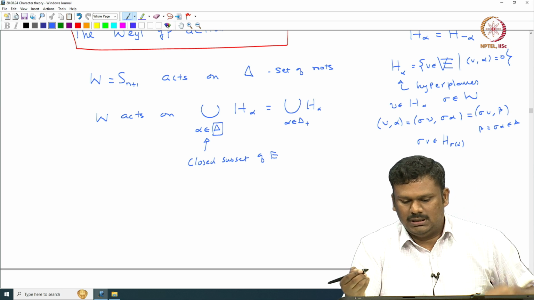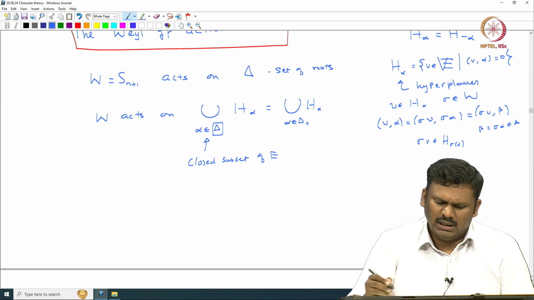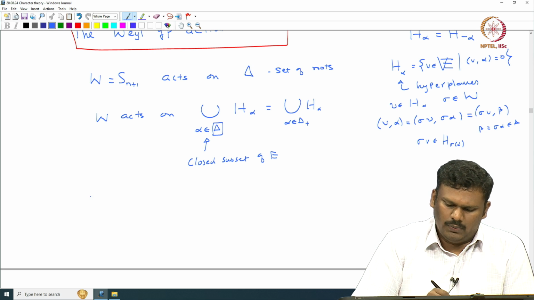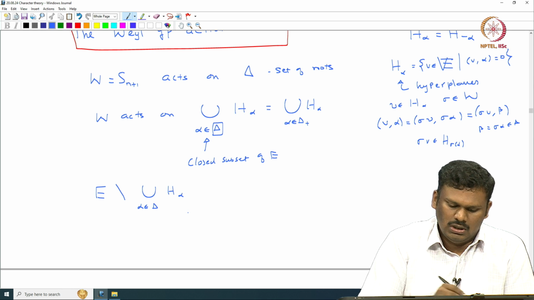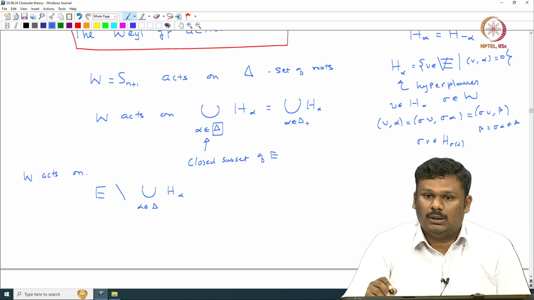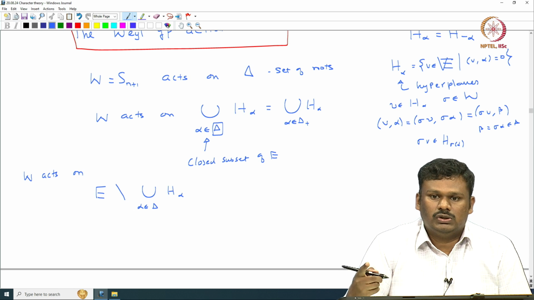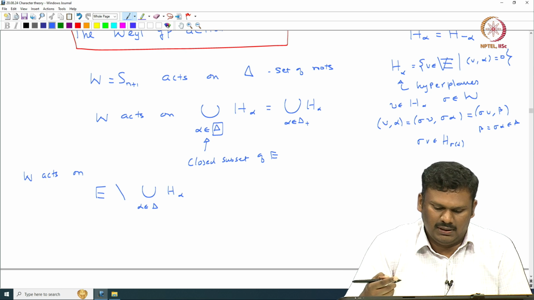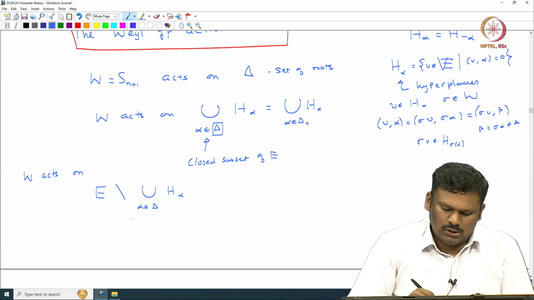So, this is the topology that we get on this subset. Then if I take this complement, so look at this complement, E minus the union of H alpha in delta. W will act on this also. W acts on the complement, because W acts on the union of H alpha. So it must act on the complement as well, because W acts on E, being a subgroup of GL of E. Now, what about this set?